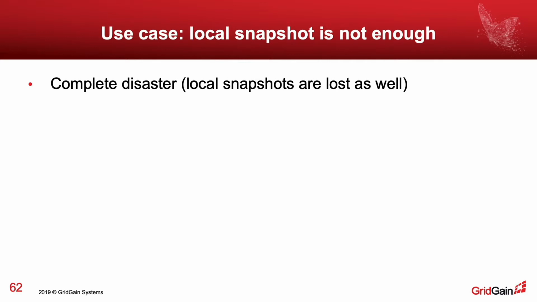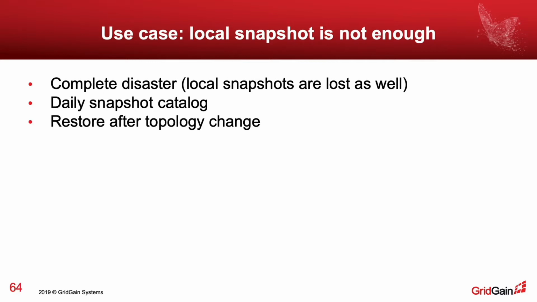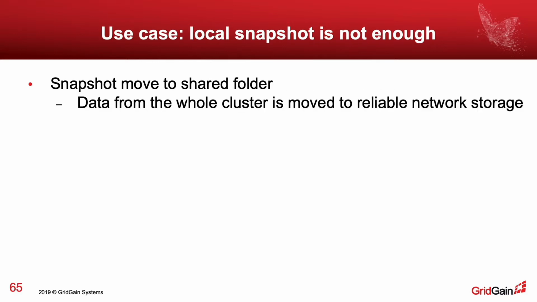And sometimes a local snapshot can be not enough. It's the complete disaster case, and it's also the case when you want to create and save a daily snapshot catalog for every day when you create a snapshot. In case you have, for example, 500 gigabytes of data, if you create a snapshot every day, sooner or later you will overflow your local storage, and the obvious solution is to move your created snapshot to a separate reliable network storage.